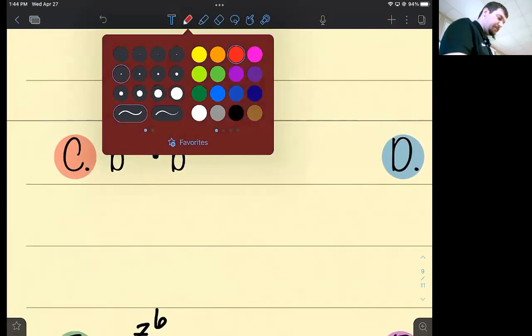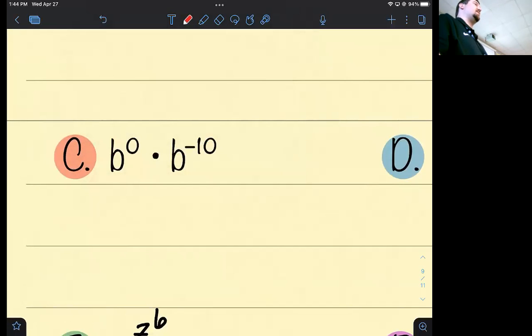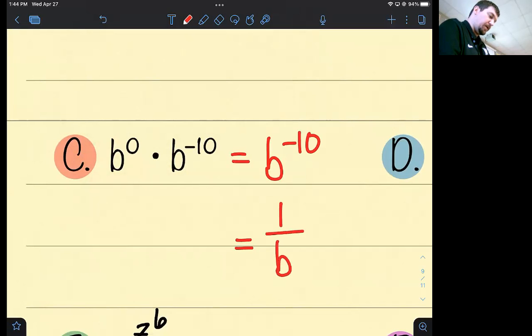Example C. There's 2 ways to think about this. The algebraic way or the visual way. The algebraic way would say if you're multiplying powers, add the exponents. What's 0 plus -10? -10. And I can't leave it as -10. I have to reciprocate it. Maddox, what's b to the -10th the same as? There you go. That's right. So that's our answer. Yep.